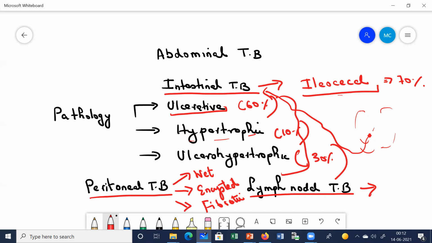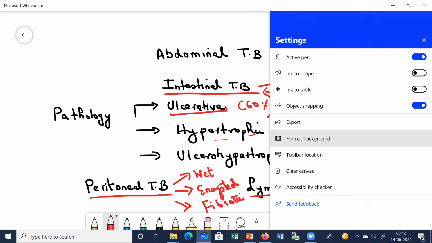How does the patient present to you? Remember first the classical presentation of tuberculosis. The classical presentation of tuberculosis: fever, weight loss, anorexia, malaise. You must all know this. So these are the common symptoms of tuberculosis, as all of you know.